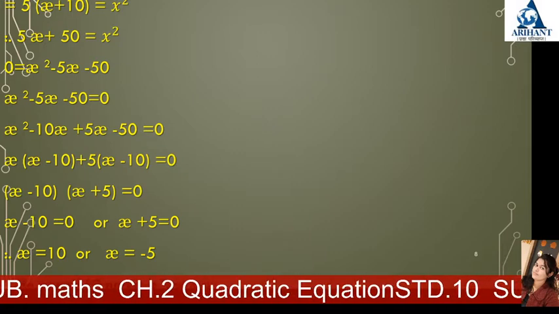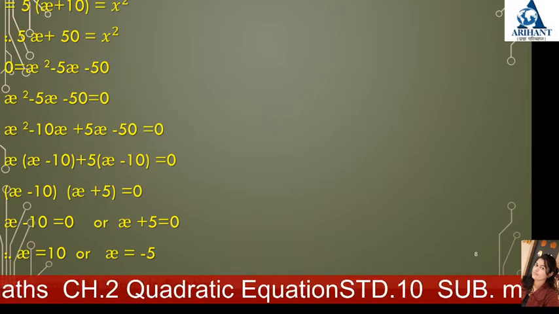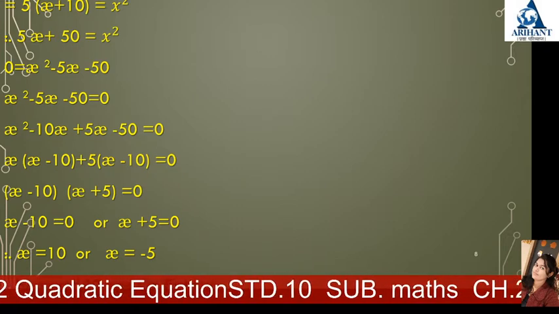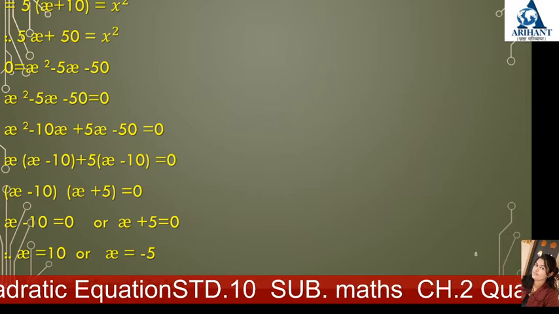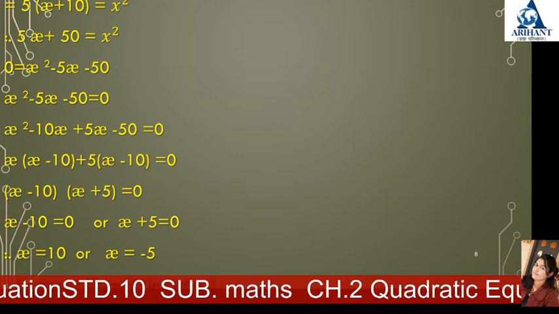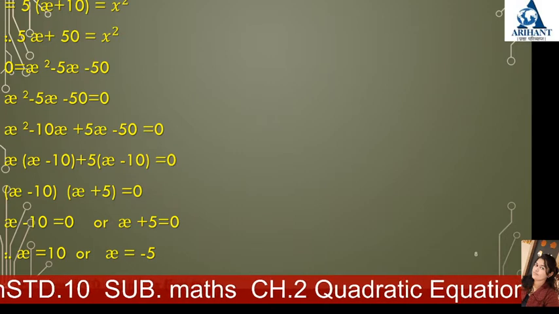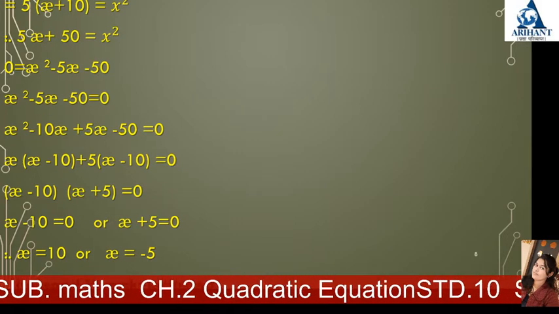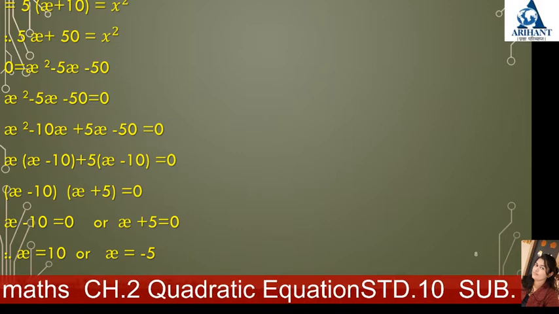As we know, if we shift 10 to the right side, we will get x is equal to 10 or x is equal to minus 5. So we know marks are not negative, so he got 10 marks in the first test. So he scored 10 marks in the first test.